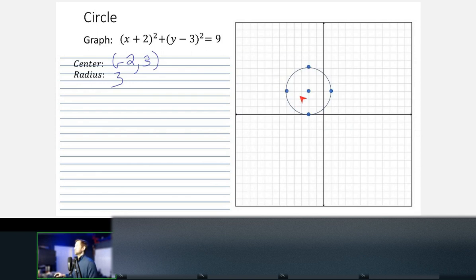So we're gonna plot the center, and hopefully you plot this. The only way you're gonna miss this problem is if you don't know how to plot a point. So -2, 3, and then we use the radius. So we do points right 3, left 3, up 3, down 3, and then there's your circle. I think this is a freebie. Hopefully nobody misses this problem.